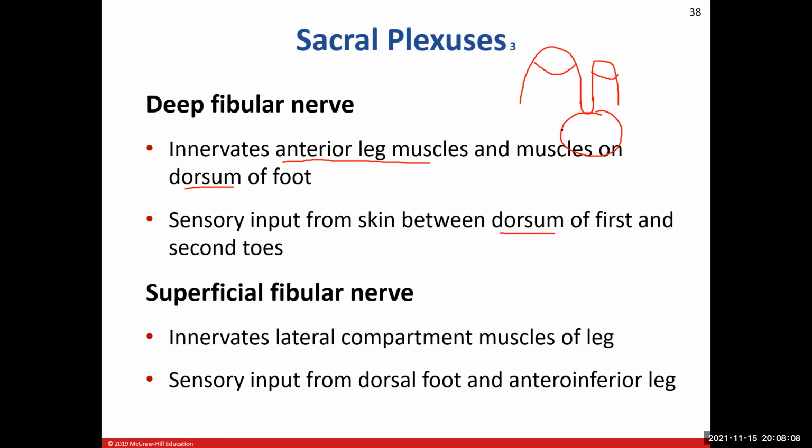Then finally, the other nerve that divides off is the superficial fibular nerve. And so this is going to innervate the lateral compartment muscles, which is going to be the fibularis longus or peroneus longus and brevis. So it'll be those two muscles there on the lateral compartment, and then it receives its sensory input from the actual top portion of the whole foot there, and then also on the bottom portion of the front part of your shin, the anterior inferior portion of your leg.